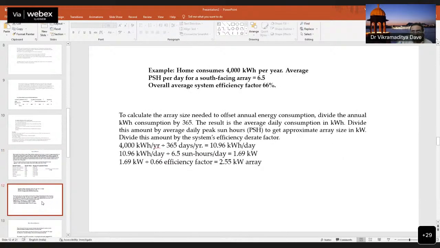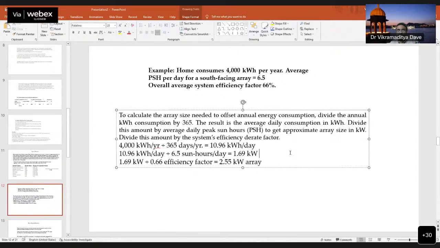Okay, so let us take an example. A home is consuming 4000 kilowatt hours per year. Average peak sun hours for a south facing array is 6.5, and overall system efficiency factor is 66%. Then we have to calculate the array size needed for it. So as I've already told you, we will calculate the energy consumption per day. So I will divide by 365, I will get 10.96 kilowatt hour. Now peak sun hour is given 6.5, so I will divide by 6.5, I will get the power consumption per day. So how much does it come out to be?